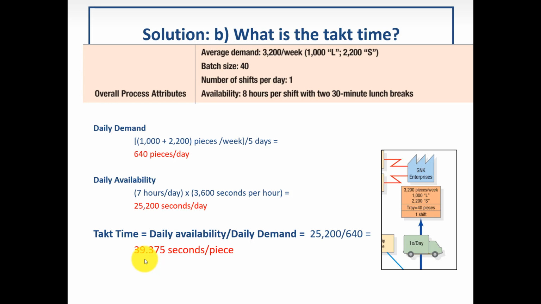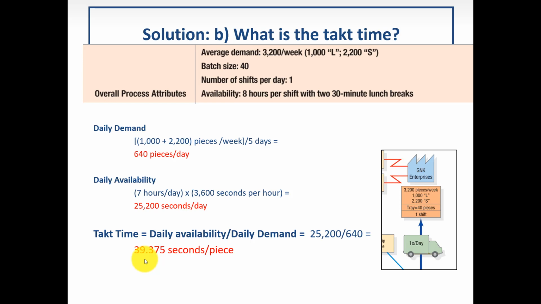If we produce way faster, let's say 30 seconds a piece, that could create another problem. Which one? Well, maybe you already know. Stock. We might be building more than it is needed, and that is also a form of waste. So what we want to do is we want to approximate the takt time as much as we can.